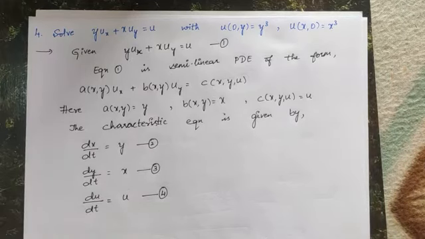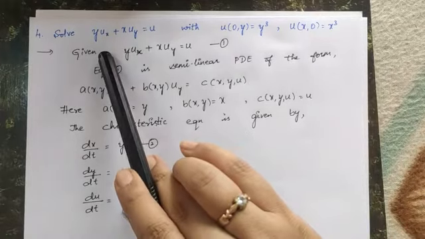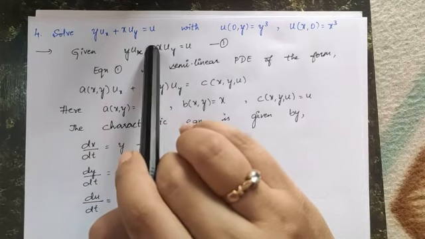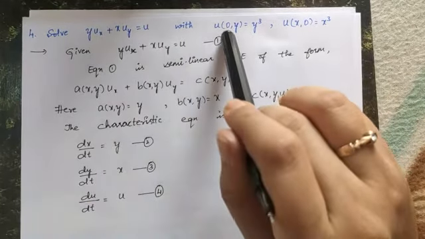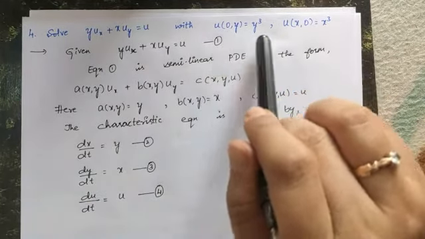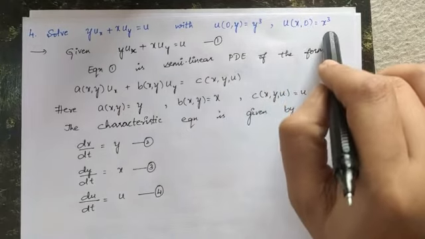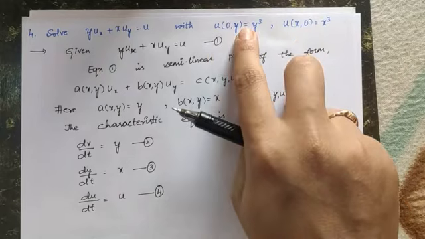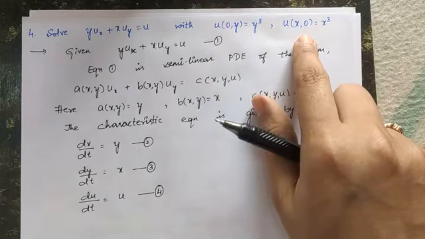The next problem is we have to solve this partial differential equation y into ux plus x into uy is equal to u, with u of 0 comma y is equal to y cube and u of x comma 0 is equal to x cube. So we have two cases here. I will consider this as case number 1 and this as case number 2.